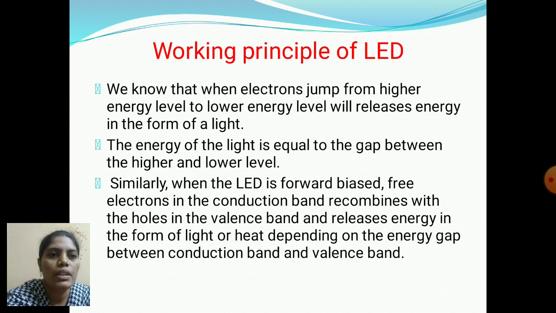Now, what is the working principle of LED? We know that when electrons jump from a higher energy level to a lower energy level, they release energy in the form of light. The energy of the light is equal to the gap between the higher and lower level. Similarly, when the LED is forward biased, free electrons in the conduction band recombine with the holes in the valence band and they release energy in the form of light or heat, depending upon the energy gap between the conduction band and valence band.